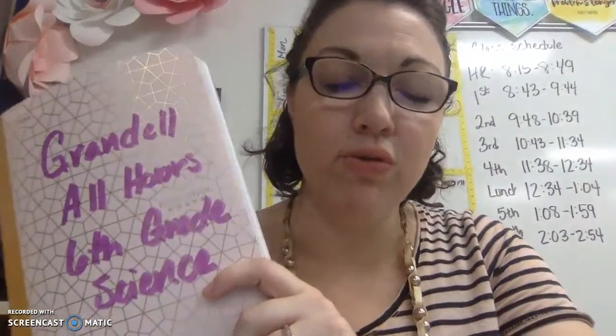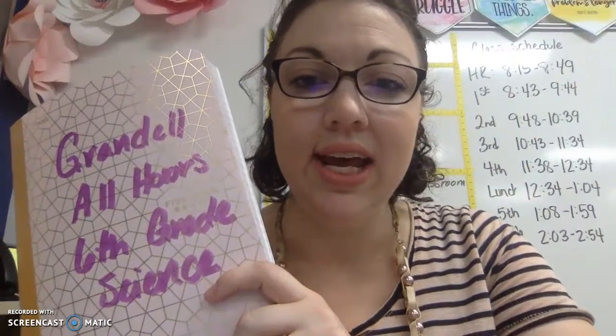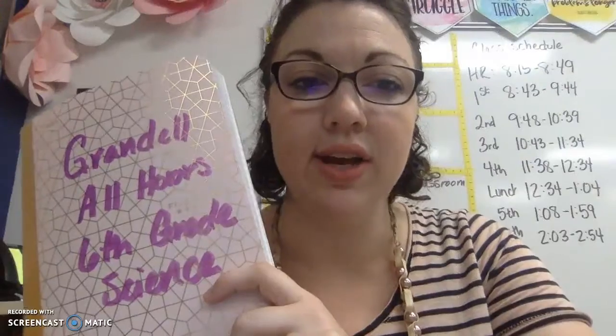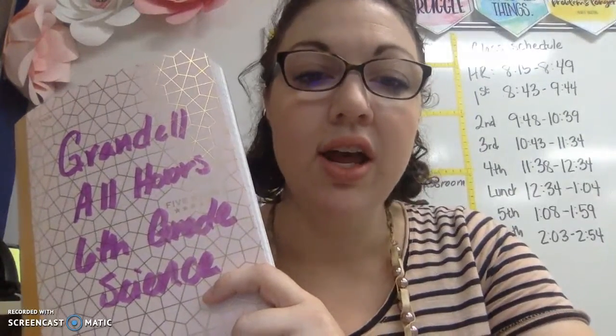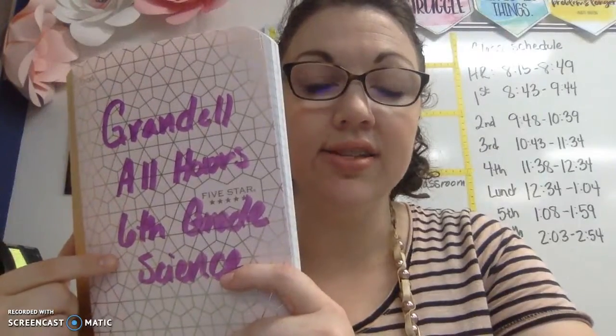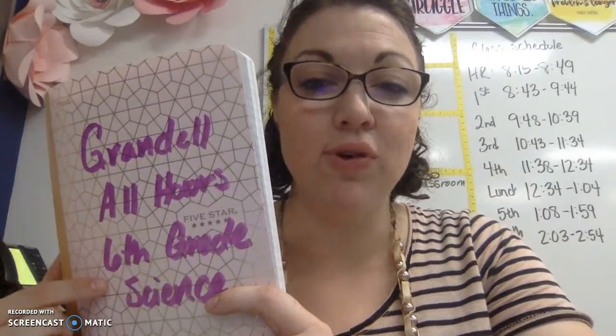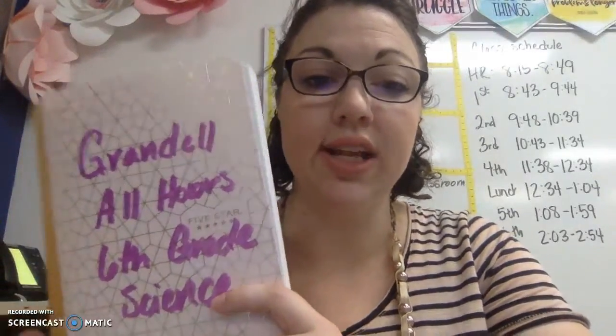Okay, here's a video of what your notebook is supposed to look like so you can check that you have it all set up correctly. If you made some mistakes, I'd like you to do your best to correct them so that you're set up for success moving forward. So the first thing that you want to do with your notebook is to write your name, your hour, so like 4th hour, 2nd hour, and then 6th grade science. That way, if your notebook gets lost, it can be returned to you correctly.